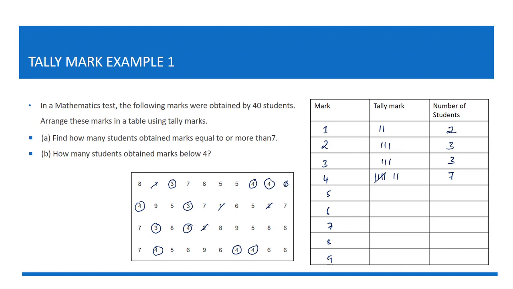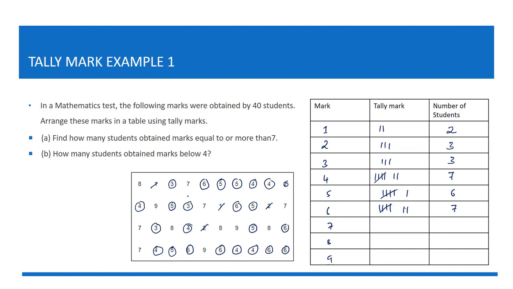Then let me go with the 5 here. So this is 1, 2, then 3, 4, 5, 6. So 6 students. That is how you are going to represent 1, 2, 3, 4, 5 and 6. Then let us go with the 6 marks. That is 1, 2, 3, 4, 5, 6 and as well as 7.